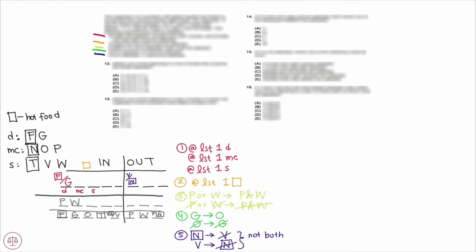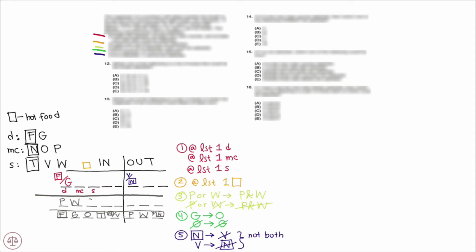Now, the first scenario is a little bit trickier. Let's think about rule number 4. We know if we have G in, then we also have O in. So we have 3 scenarios from rule number 4: either we have G and O in, or we have O in and G out, or we have O and G both out. Let's draw those options out.